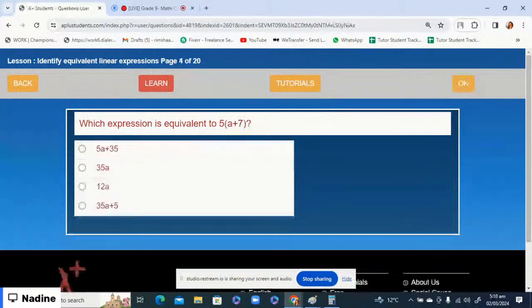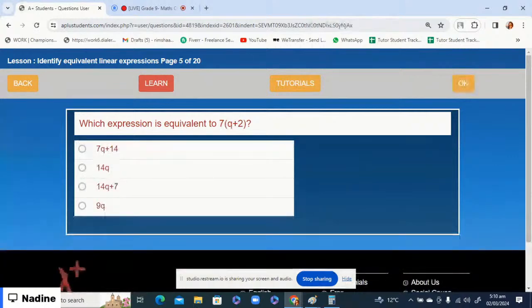Okay, now which expression is equivalent to 5 into a plus 7? First of all, multiply 5 with a and then multiply 5 with 7. What's the answer when you multiply 5 with a? It becomes 5a. Okay? And then multiply 5 with 7. Then 5 times 7 is 35. So that means the first one, 5a plus 35. Okay?